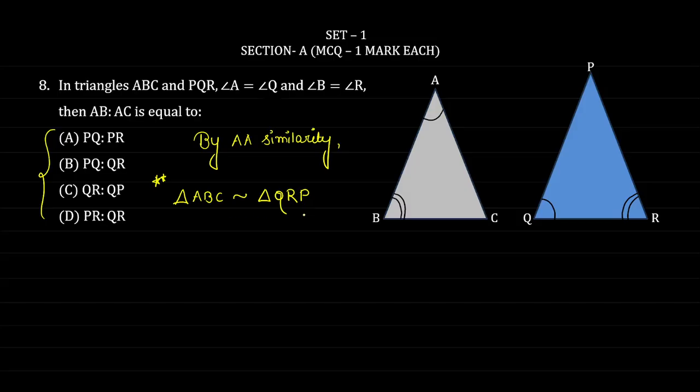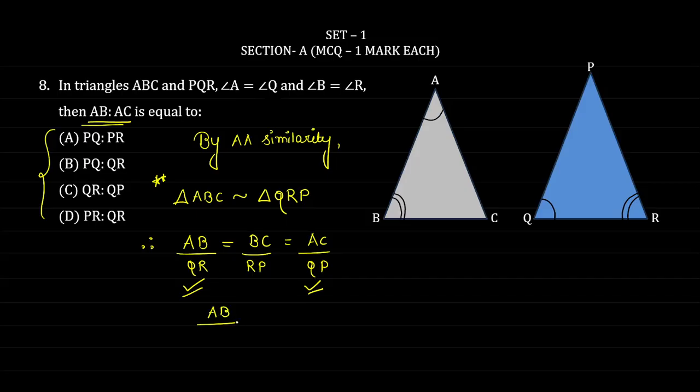Okay, so if these two triangles are similar, then corresponding sides will be proportional. So I can write, therefore, AB by QR is equal to BC by RP is equal to AC by QP. They are asking you in the question, AB is to AC. So how can I calculate that? Let's take the first one and the third one. AB divided by QR is equal to AC divided by QP.